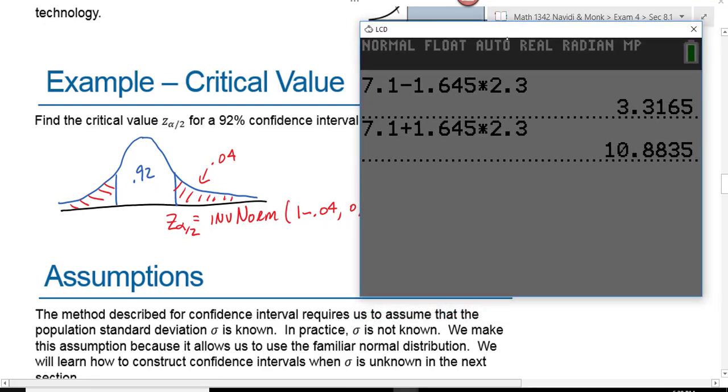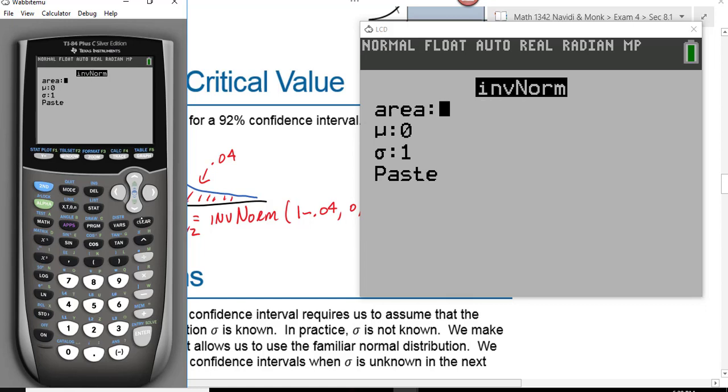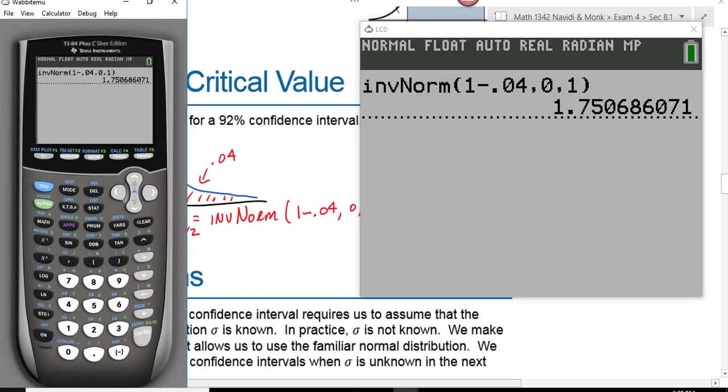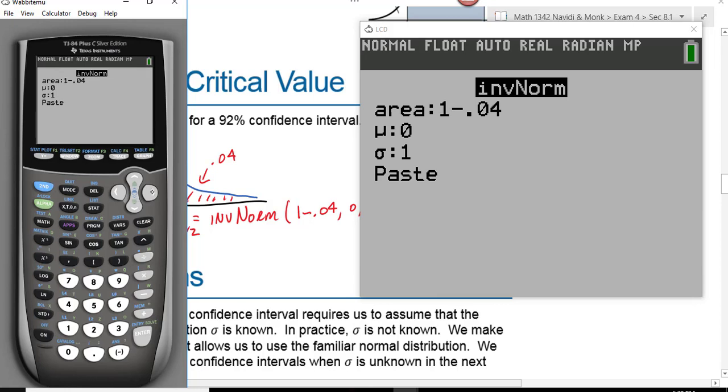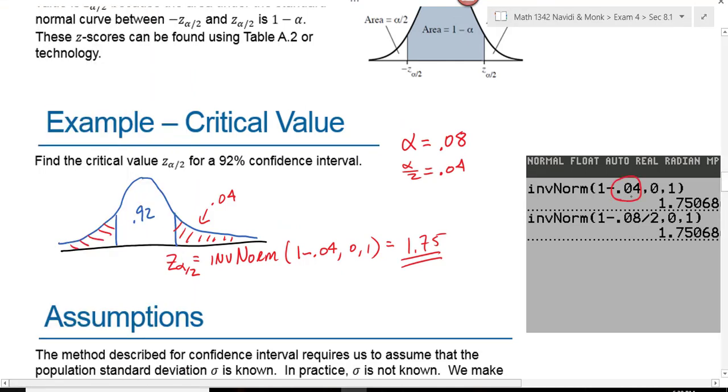So we go to our calculators. We hit second vars number 3. Our area is now 1 minus 0.04. If you want to do 0.08 divided by 2, you can. The mean is 0, the standard deviation is 1, and we get 1.75. Just to show you that it doesn't make a difference, if I did 1 minus 0.08 divided by 2 for my area, I get the exact same value. So this would be 1.75. Notice, this value we said was alpha divided by 2, but if you want to type it in as alpha divided by 2, you're going to get the same answer, 1.75. It doesn't matter how you type it in.